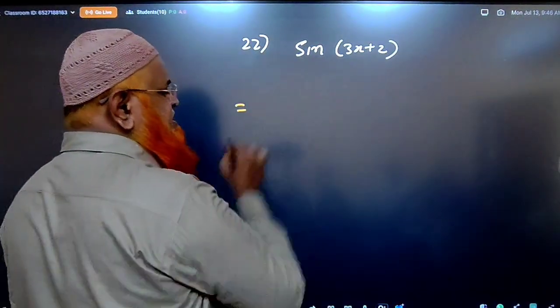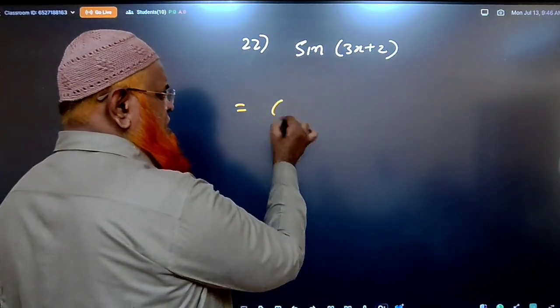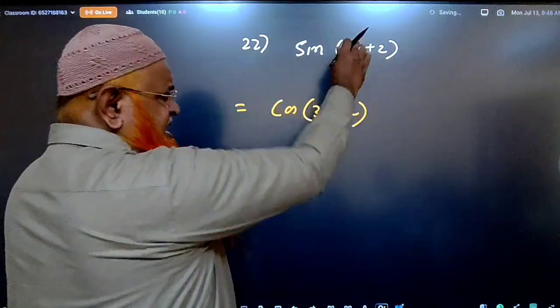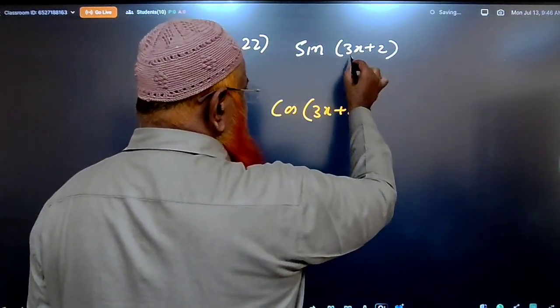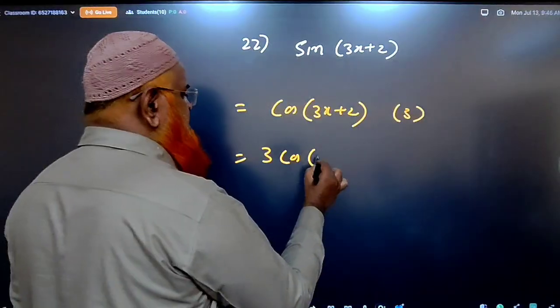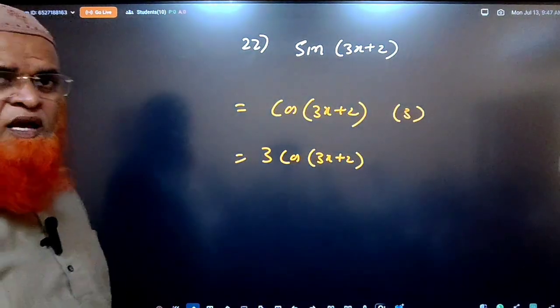Next, what will you do here? See, if you want to differentiate with respect to x here, d by dx of sin x is how much? Cos x, means cos 3x plus 2 you write as it is. Inner layer if you differentiate d by dx of 3x plus 2 you will get how much? 3, that's it. So 3 cos 3x plus 2 is going to be your final answer. Hope you understood what I am saying now.